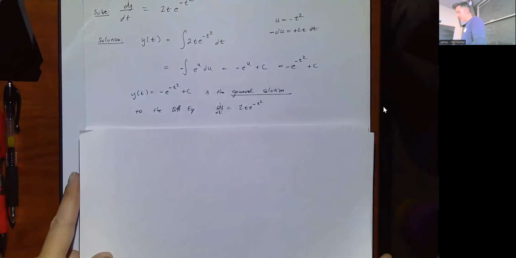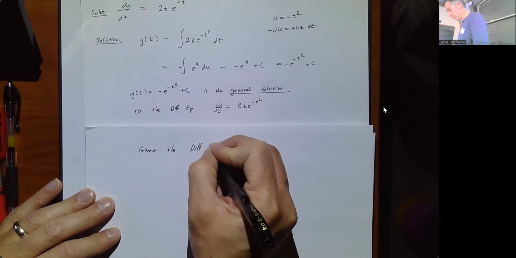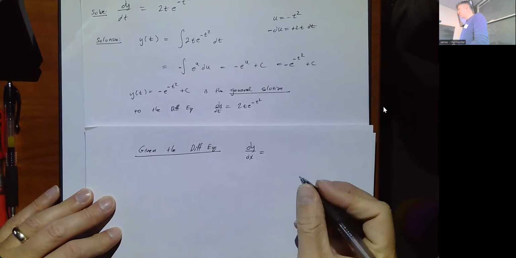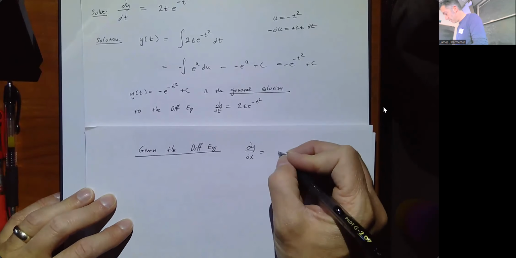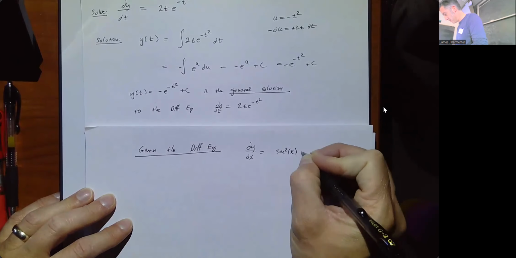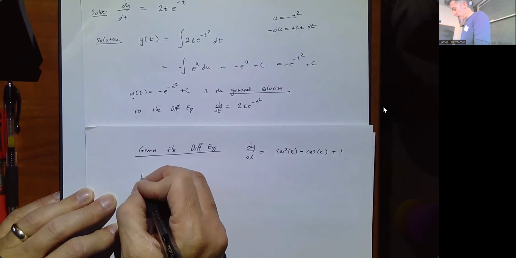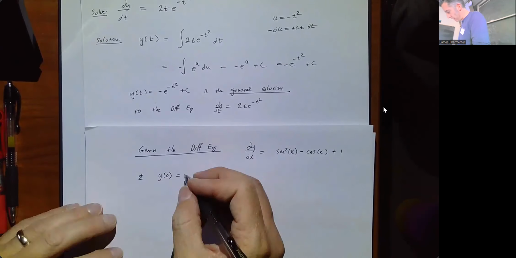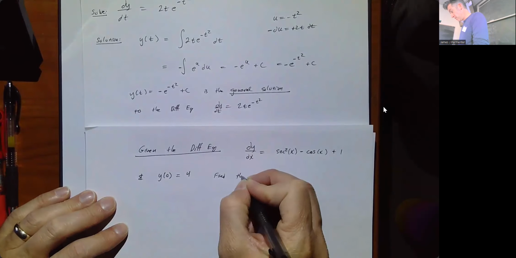Let's say we have the following. Given the differential equation, dy/dx is equal to secant squared of x minus cosine of x plus 1, and y of 0 is equal to, that's not very exciting, but fine, 4. Find the particular solution.